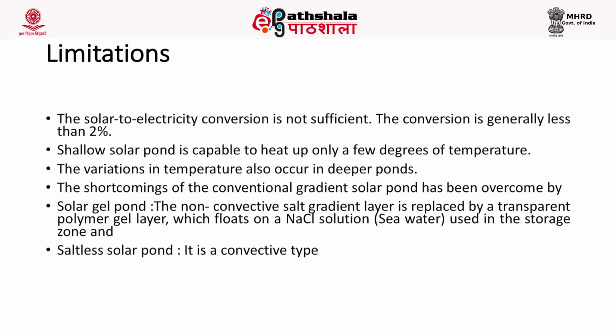The shortcomings of the conventional salt gradient pond have been overcome by the solar gel pond. In this pond, the non-convective salt gradient layer is replaced by a transparent polymer gel layer that floats on a NaCl solution, that is seawater, which is used in the storage zone. And there is the saltless solar pond, which is a convective type. These two types of ponds, the solar gel pond and the saltless solar pond, can overcome most of the shortcomings of conventional salt gradient solar ponds.